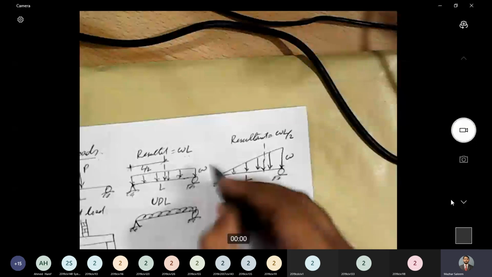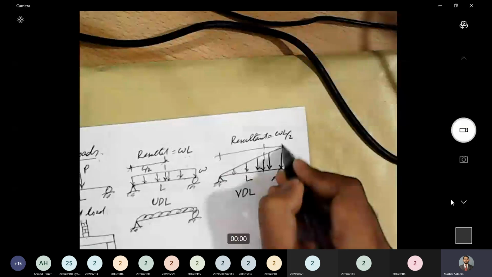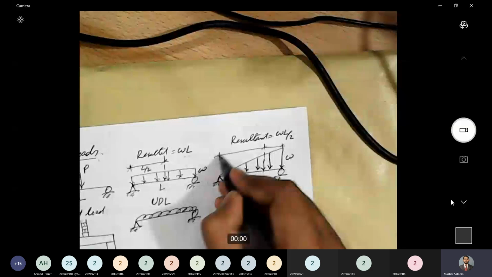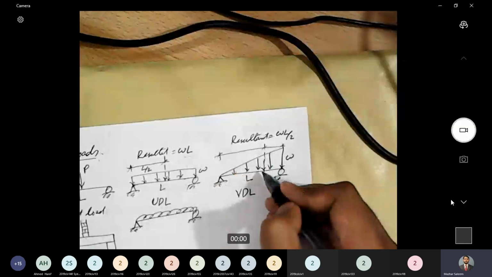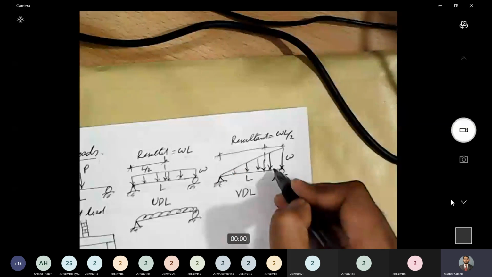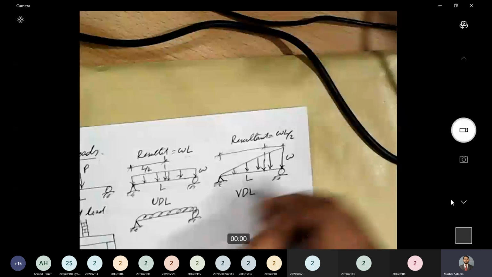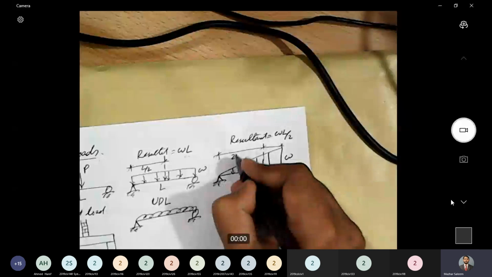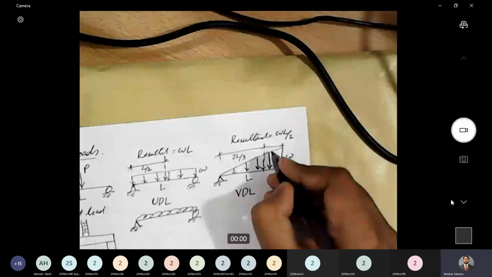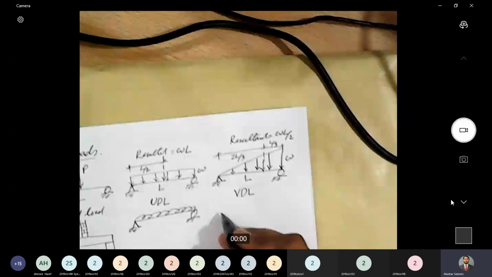And as we discussed earlier, the resultant of this load will pass through the centroid of this area. And what is the location of centroid for a triangle? From this edge, it will be 2L over 3. And from this side, it will be L over 3. Resultant will pass through this point.